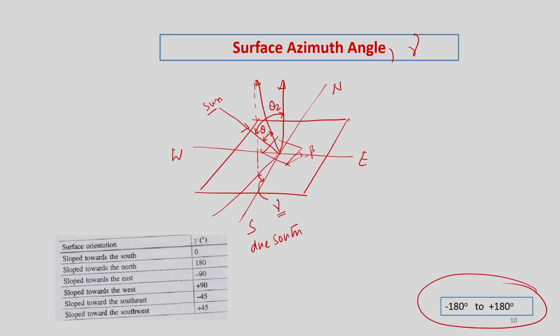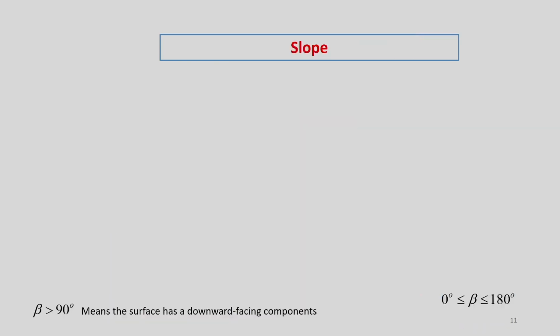Also, there are certain cases like slope towards the south. If we say slope is towards the south, then the value of gamma will be 0, and slope towards the north will be 180, then slope towards the east is minus 90, slope towards the west is plus 90, then slope towards the southeast is minus 45 degrees, slope towards the southwest is plus 45 degrees. Okay, so these are different angles we need to understand, and we can use them for reduced calculations.